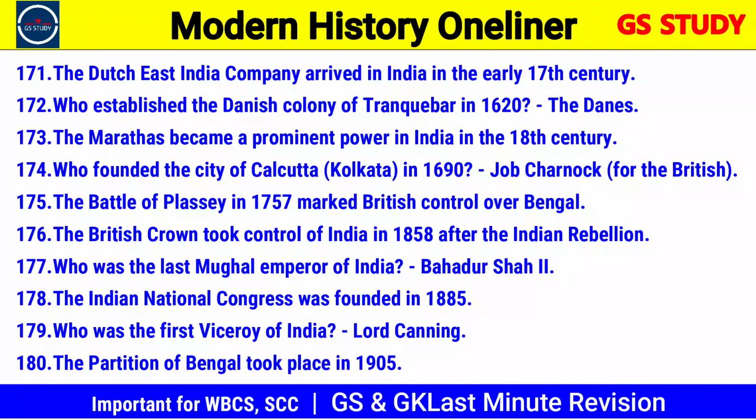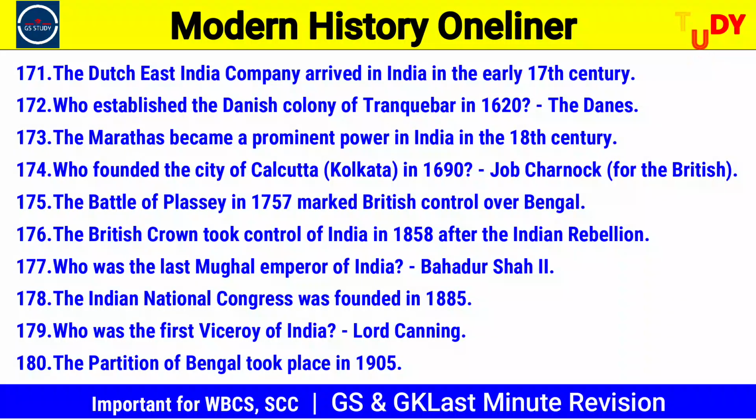175, the Battle of Plassey in 1757 marked British control over Bengal. 176, the British Crown took control of India in 1858 after the Indian Rebellion. 177, who was the last Mughal Emperor of India, Bahadur Shah II. 178, the Indian National Congress was founded in 1885.